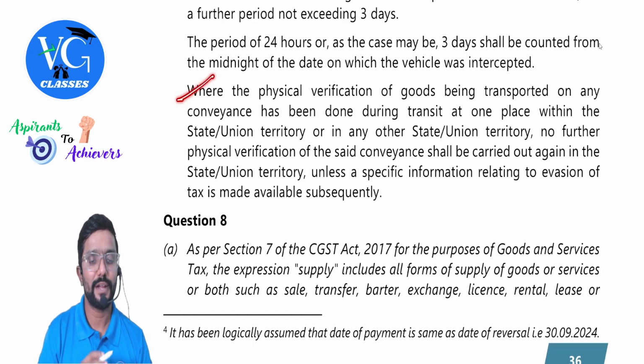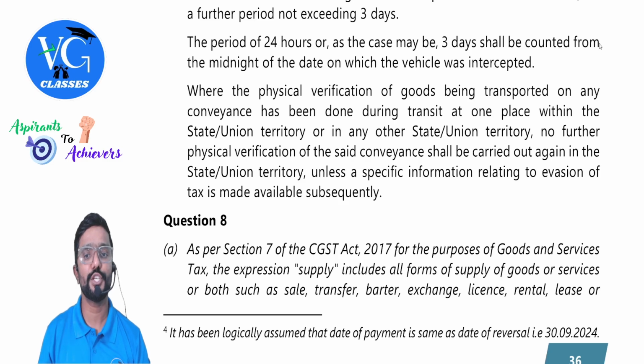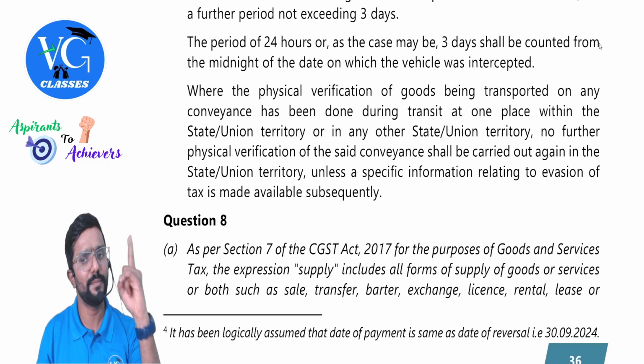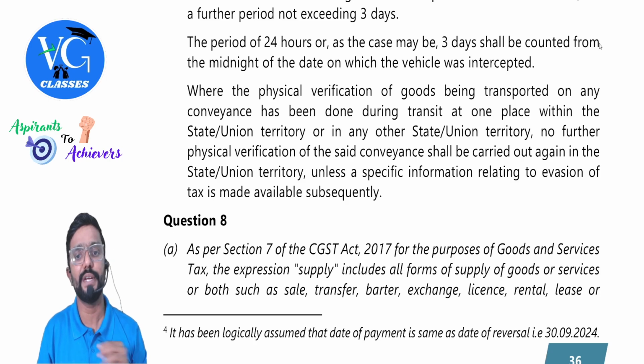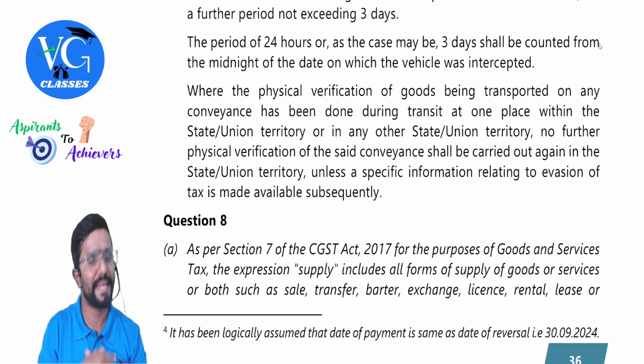Okay. Then this paragraph is also there. Where the physical verification of goods being transported on any conveyance has been done during transit at one place within the state or union territory or in any other state or union territory, no further physical verification of the said conveyance shall be carried out again in the state or union territory unless the specific information relating to evasion of tax is made available subsequently.